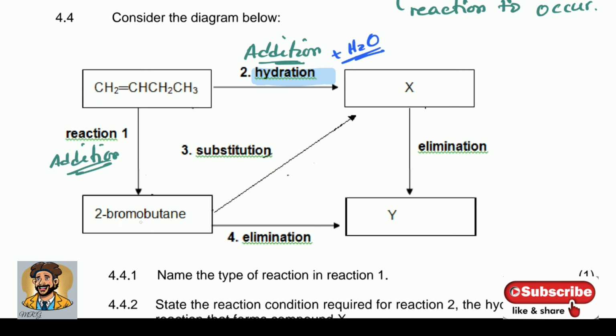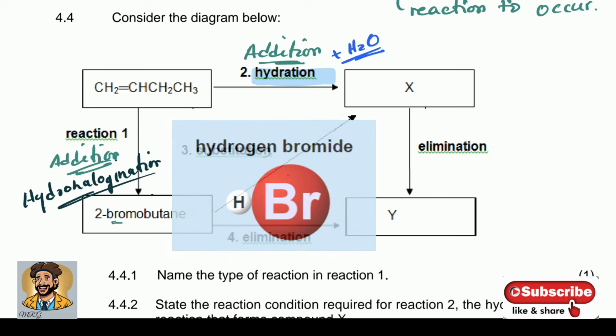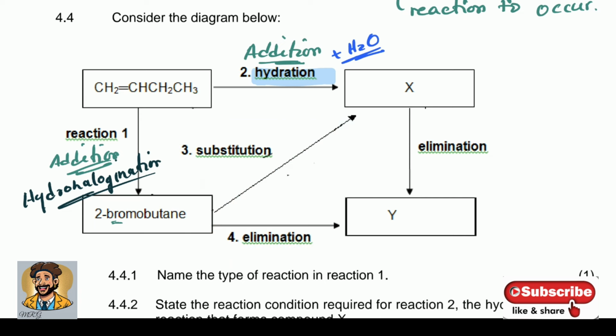because we end up with 2-bromobutane, and there's only one bromo involved. This was hydrohalogenation. But as I say, I'm not answering the question yet. Now, reaction 3, they are telling you, is substitution. You're starting with an alkene, you add water. Compound X is going to be an alcohol.